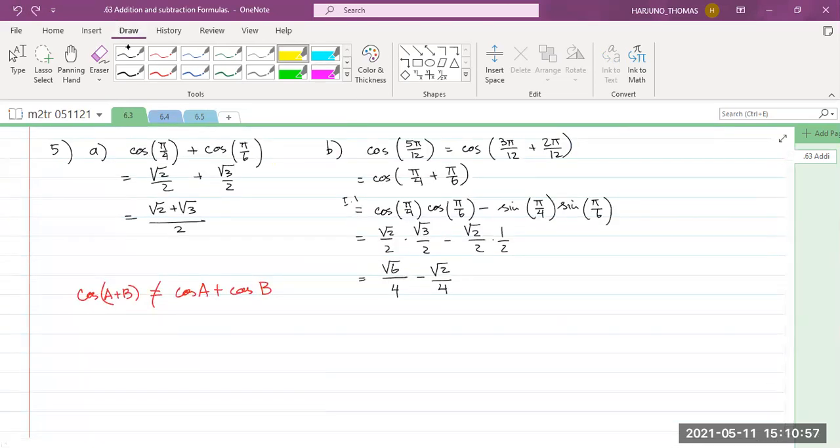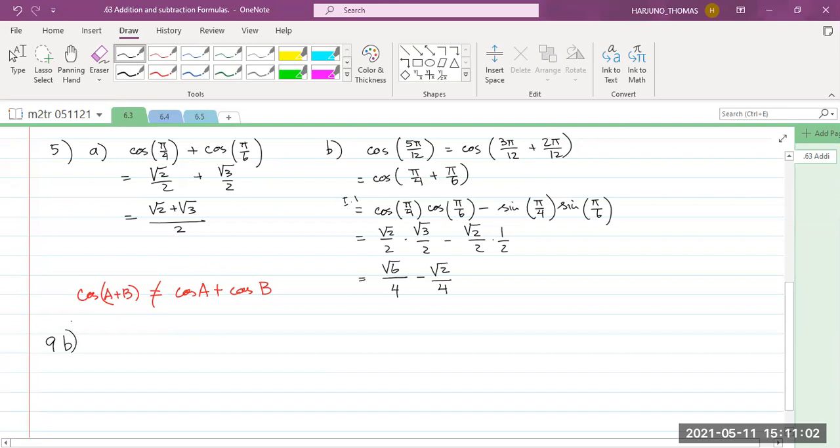Okay, let's say number 9b. Number 9b, what is sine pi over 12? Or this is sine 15 degrees, by the way. For 15 degrees, you can break it up as 60 minus 45 or 45 minus 30, either one. Our textbook gives us the hint, use pi over 12 as pi over 4 minus pi over 6.